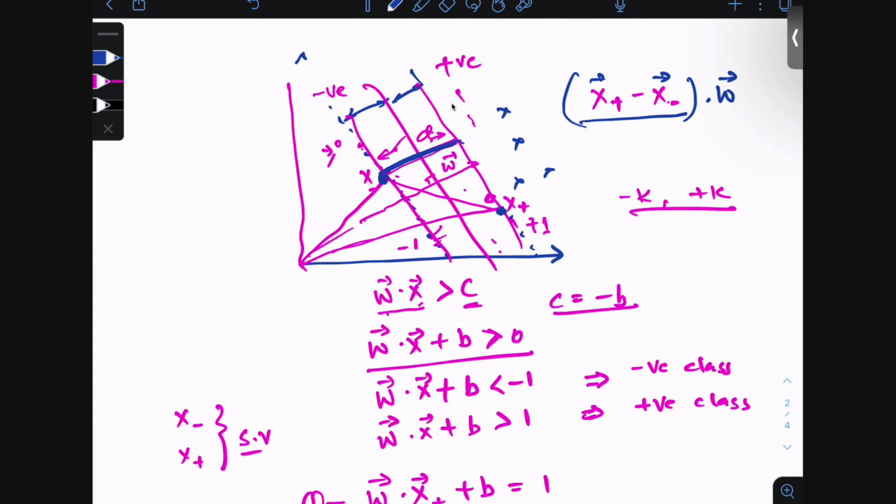Why will I do a dot product with w? Because this particular vector, which is x plus minus x minus, I want to take a projection on this w. And I have to divide it by the w norm because I only want a unit vector. I need it for projection purposes, right? I do not actually need the length of w to get multiplied. So this is what we are trying to get. This will be my width of the road, right?